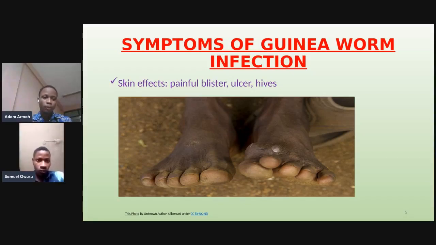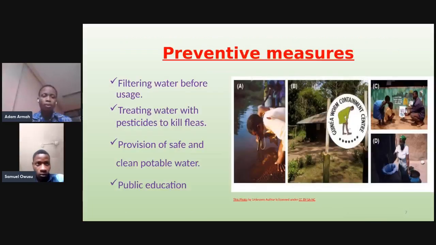Okay, thank you, Samuel, for working us through the symptoms of guinea worm infection. We now have to shift to the next topic, which is the preventive measures, which will be handled by Umar Farouk, a level 200 physiotherapy student.